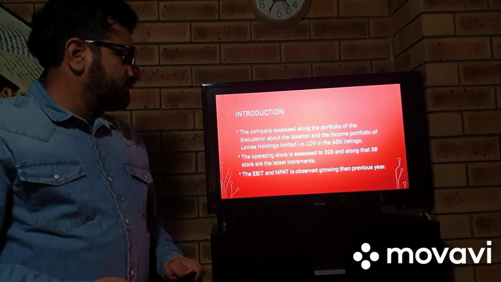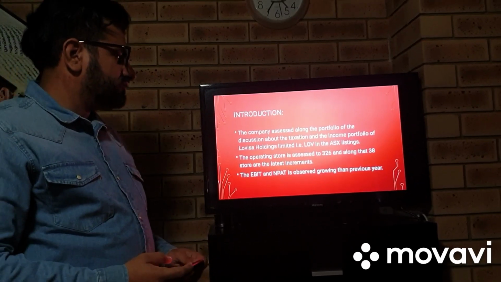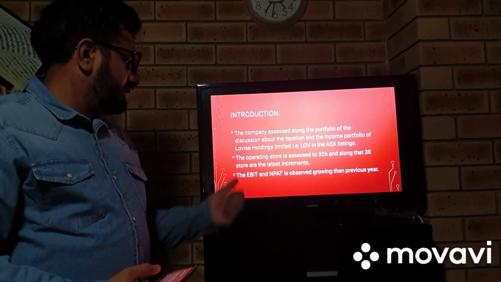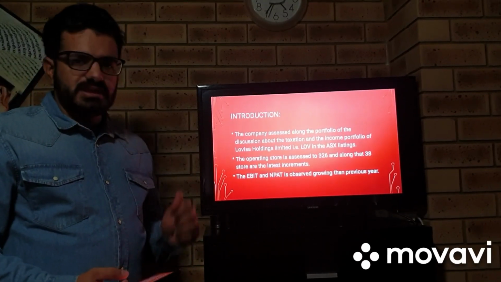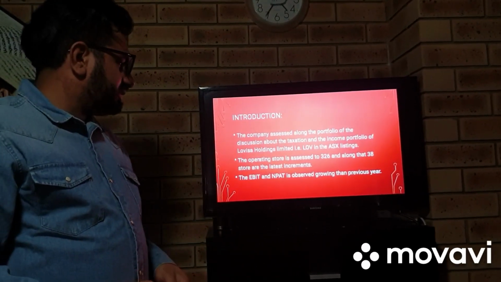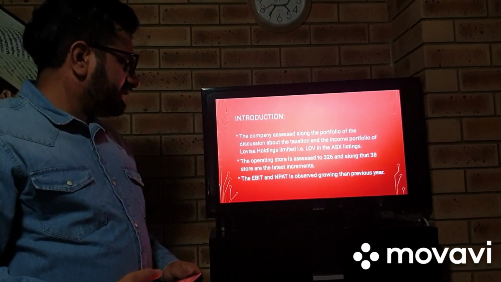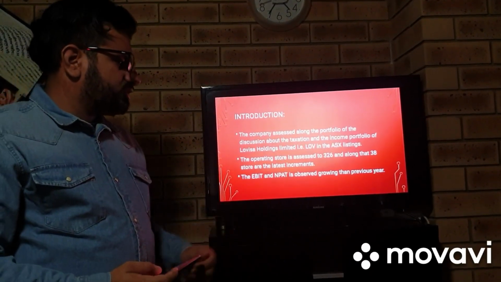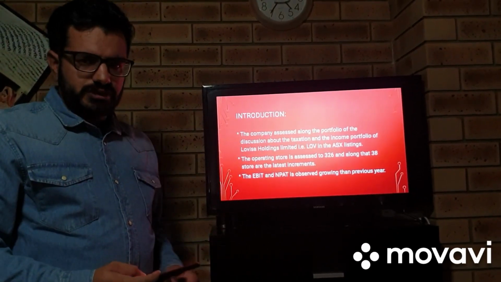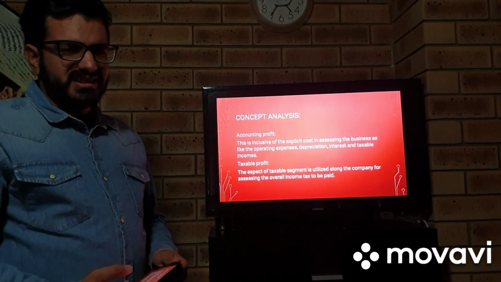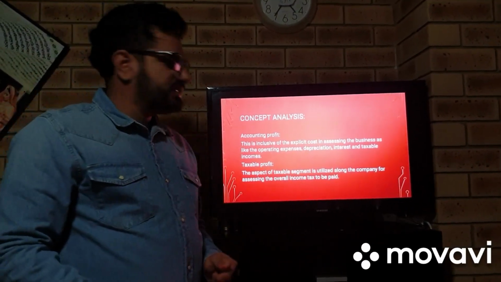The presentation discusses the taxation and income portfolio of Lewis Holdings Limited. The operating store accessibility is 326, and along with that 38 stores and at least income. The EBIT and NPAT are observed growing from the previous year for this company. This is the concept analysis which I want to describe in this presentation as well as in the assignment.